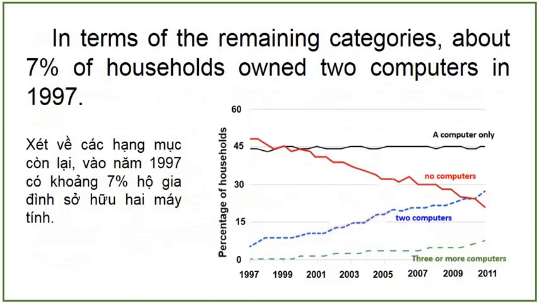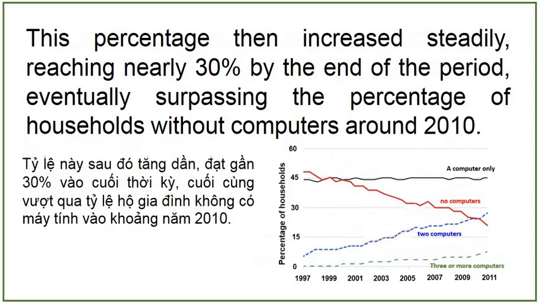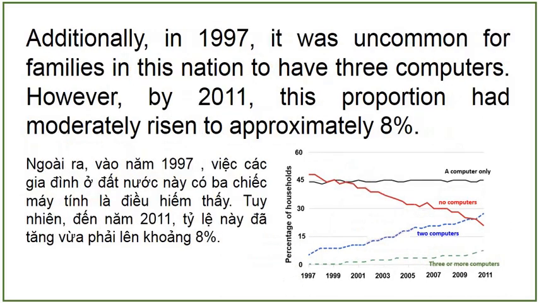In terms of the remaining categories, about 7% of households owned 2 computers in 1997. This percentage then increased steadily, reaching nearly 30% by the end of the period, eventually surpassing the percentage of households without computers around 2010. Additionally, in 1997, it was uncommon for families in this nation to have 3 computers. However, by 2011, this proportion had moderately risen to approximately 8%.